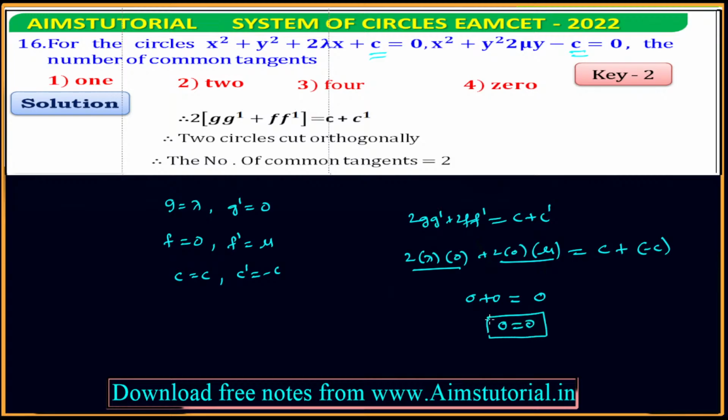Which means the given circles intersect each other orthogonally. If circles intersect each other orthogonally, they intersect each other, so we can draw two common tangents. If two circles intersect each other, we can draw two common tangents, like this. Whether they intersect orthogonally or just intersect, we can draw only two common tangents.